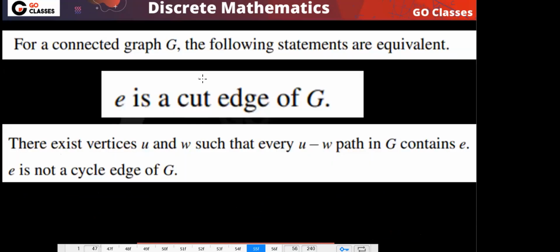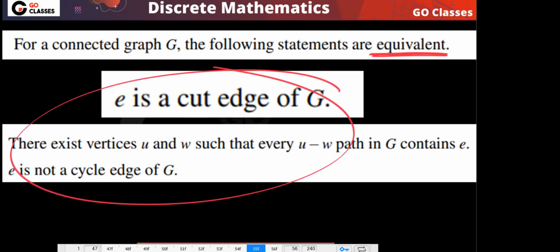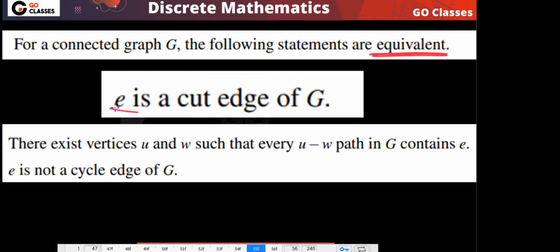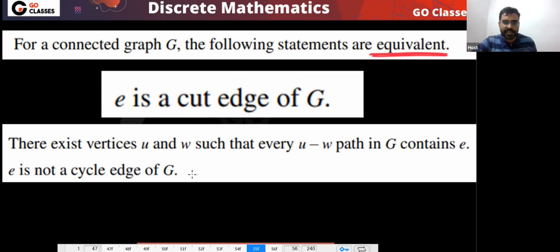Next, tell me one thing. So anyway, these are the definitions of cut edge. Remember the cut edge definition. They can say directly, remember, these following statements are equivalent. All these 3 statements are equivalent. These are the definitions of cut edge. So either I can directly say that E is a cut edge, or I can say that E is not a cycle edge. So these 2 things are the same.